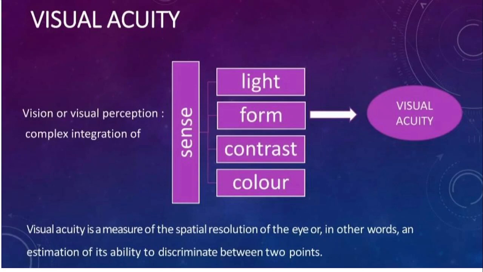Visual perception involves the complex integration of several processes responsible for the interpretation of visual information received through the eyes, including the detection of light, form, contrast, and color. These processes work together in the brain to create a coherent representation of the visual world.